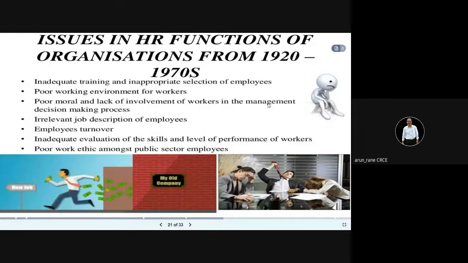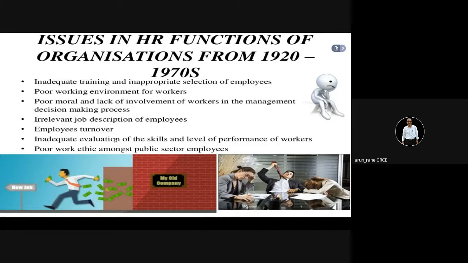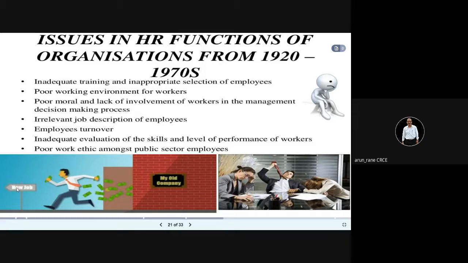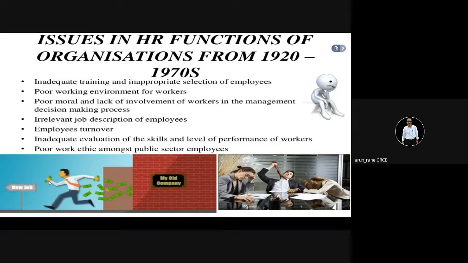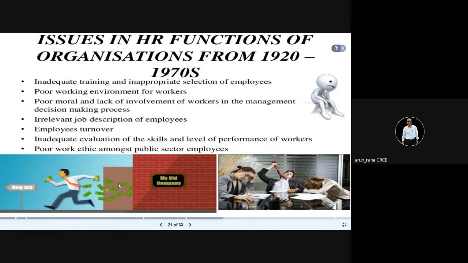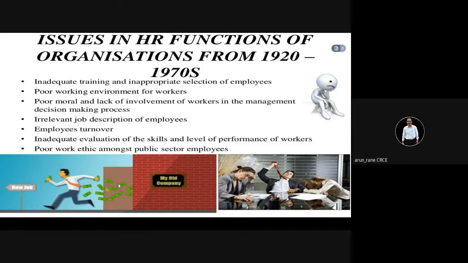So there were some issues in the 1920s, 1970s ka. No training, no development, poor working environment. That's why there was lack of involvement of workers. Jobs were not defined properly. Employee turnover, मतलब एम्प्लॉय आज आया कल चला गया. This is the old company and this is a new job. He is running after it. Sometimes even if no monetary gain, because of the work environment. And work environment मतलब is not necessarily कि AC चाहिए. Even how the people are.